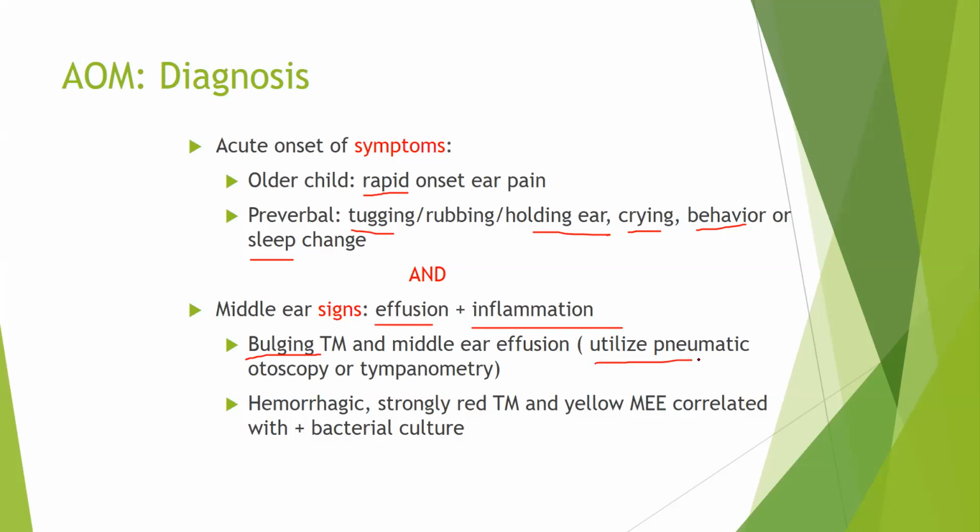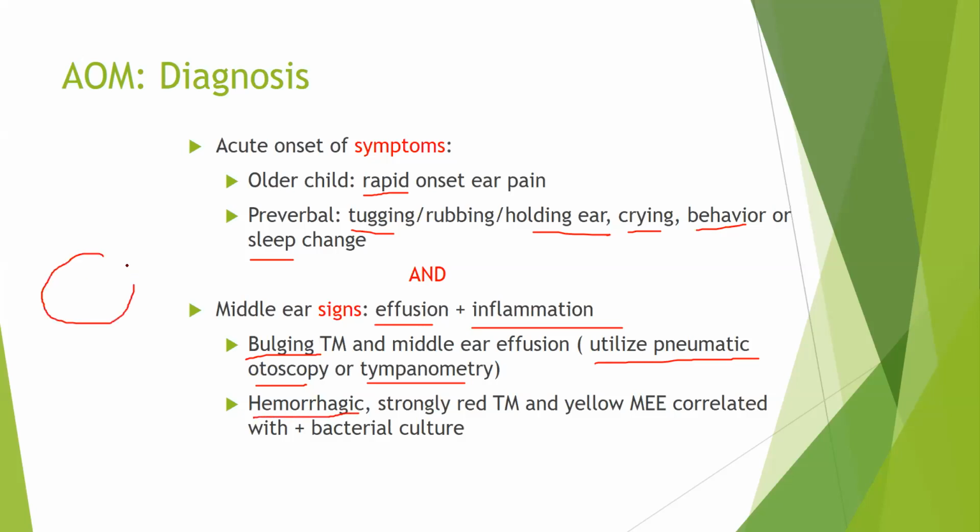And what we utilize here is pneumatic otoscopy or tympanometry. What that's looking at is to see if the eardrum itself is still mobile, because if there's fluid built up behind the eardrum, then the eardrum can't move. So this is what the normal middle ear looks like, and the eardrum moves to transmit sound. If there is an infection here, then the eardrum is rigid, and we can see that with some of this testing here.